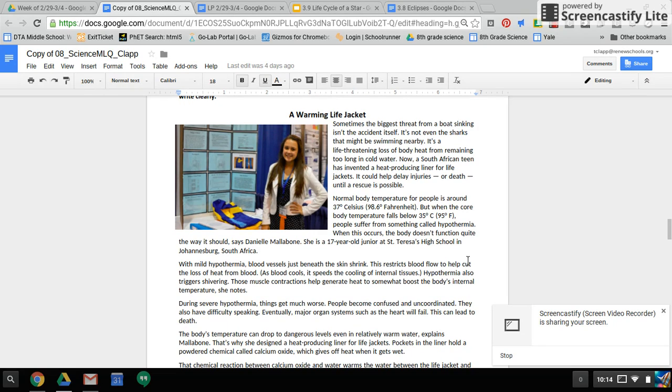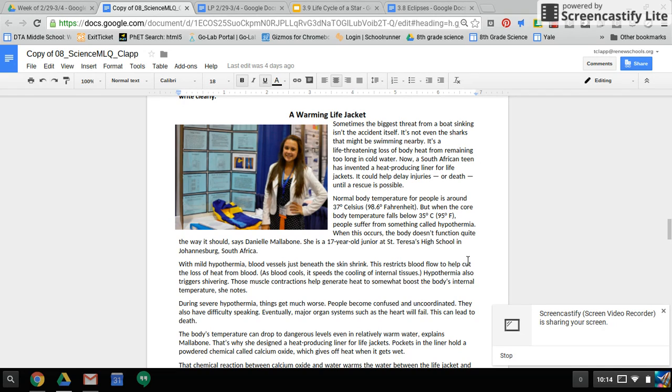A warming life jacket. Sometimes the biggest threat from a boat sinking isn't the accident itself. It's not even the sharks that might be swimming nearby. It's the life-threatening loss of body heat from remaining too long in cold water. Now, a South African teen has invented a heat-producing liner for life jackets. It could help delay injuries or death until a rescue is possible.